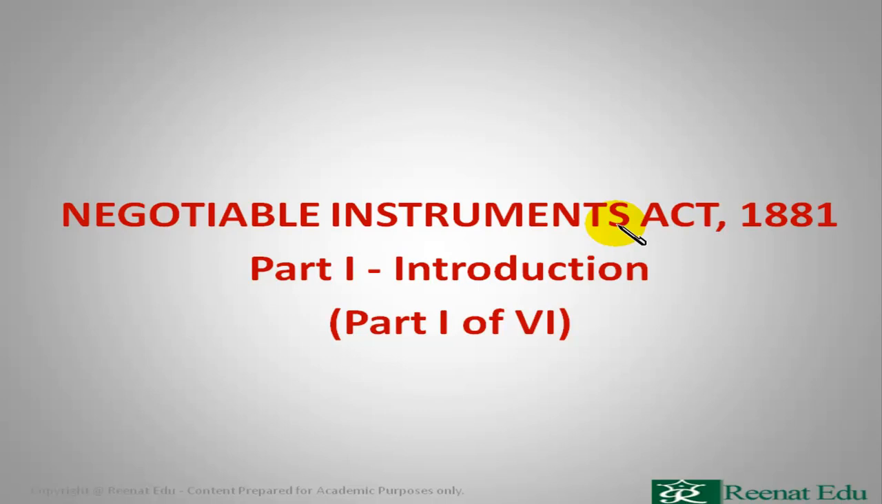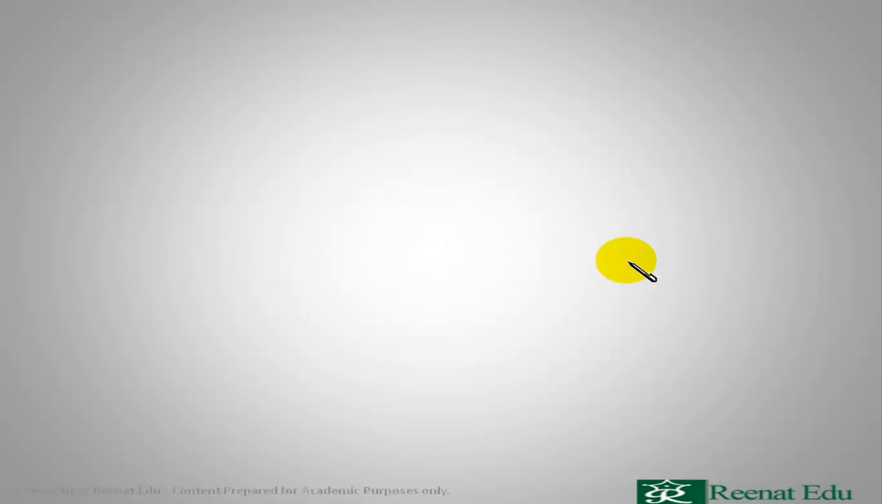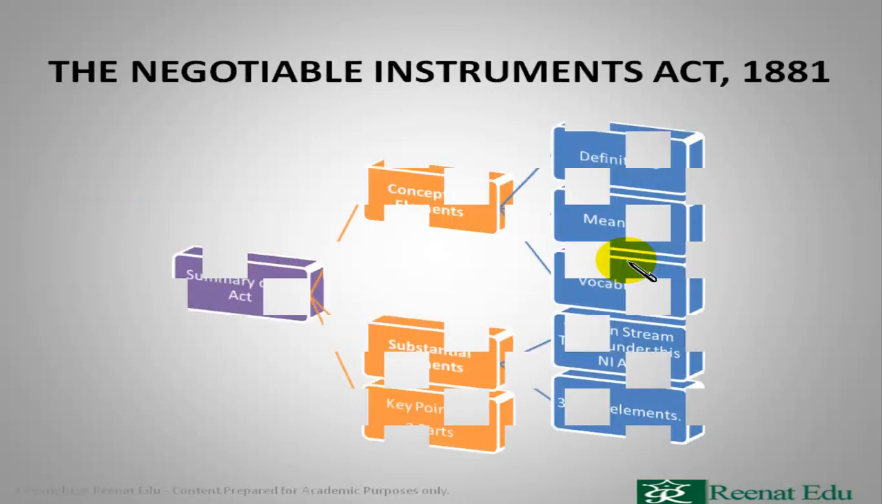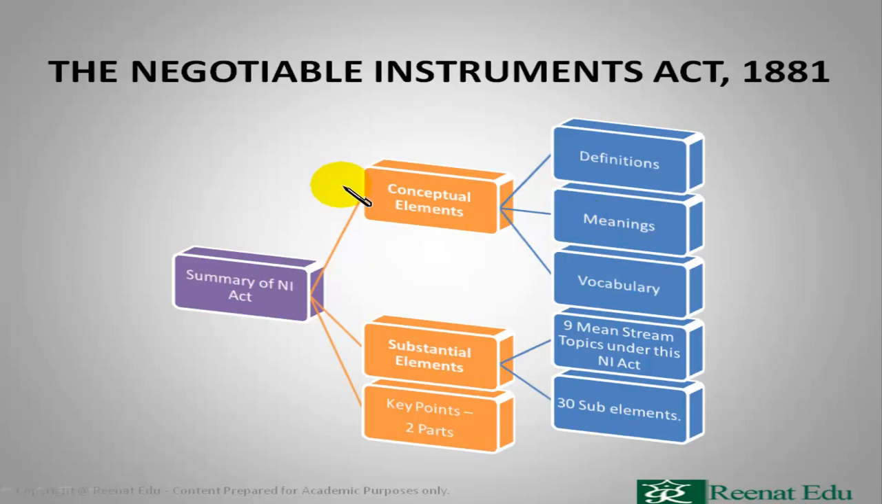Negotiable Instruments Act 1881, and this is part 1. We are talking about the introduction, what it contains in the Negotiable Instruments Act. So basically, we map the Negotiable Instruments Act with this chart so that you can better understand what exactly it contains, how you better remember and better understand the subject.